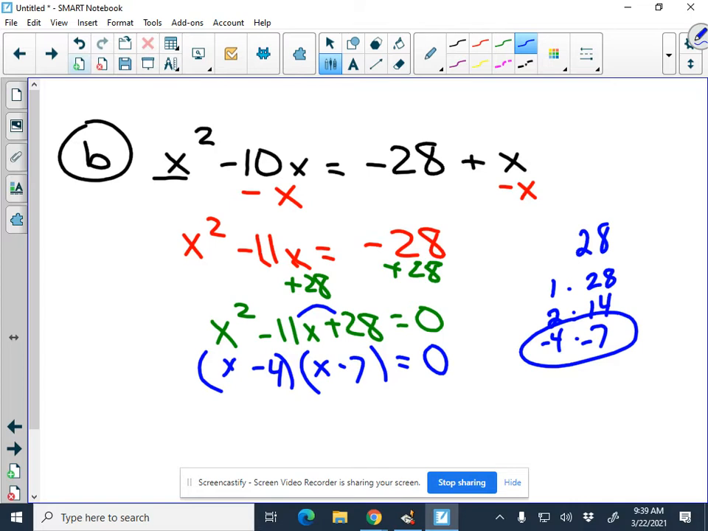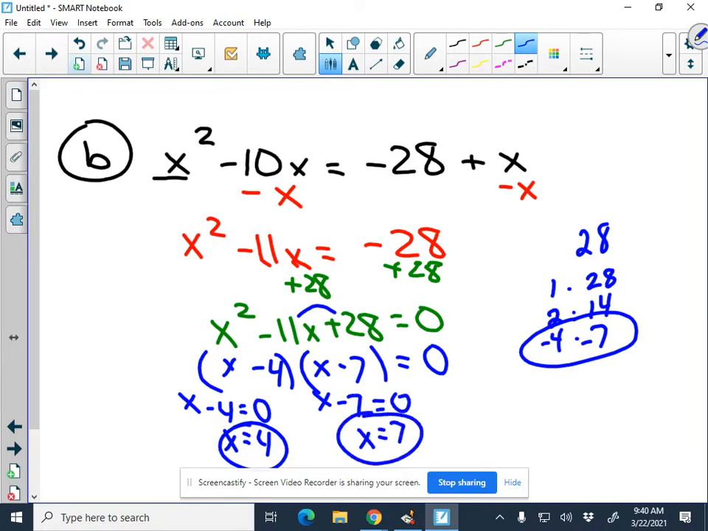Now I set each of those equal to 0. If I set this one equal to 0, x minus 4 equals 0, I get x equals 4. x minus 7 equals 0, x equals 7.